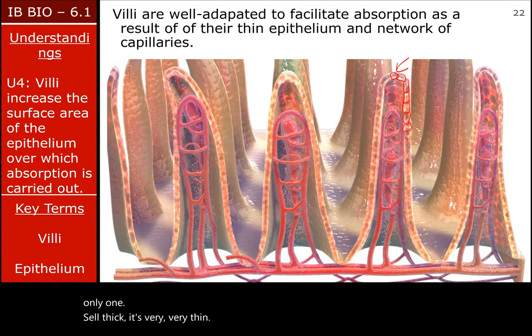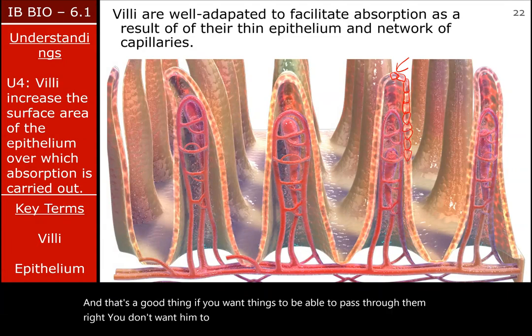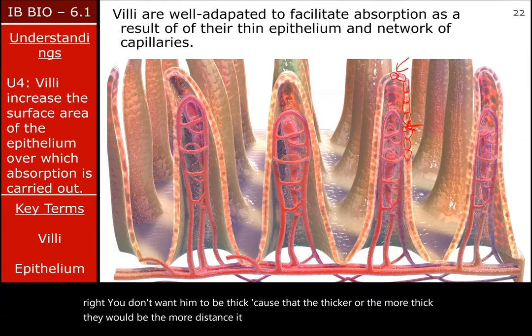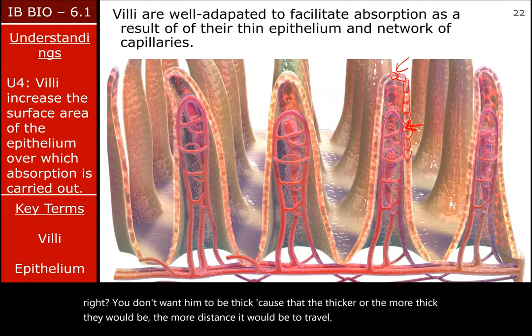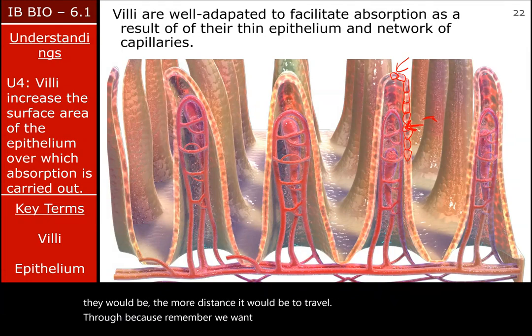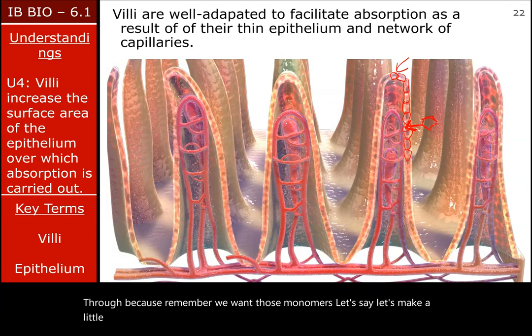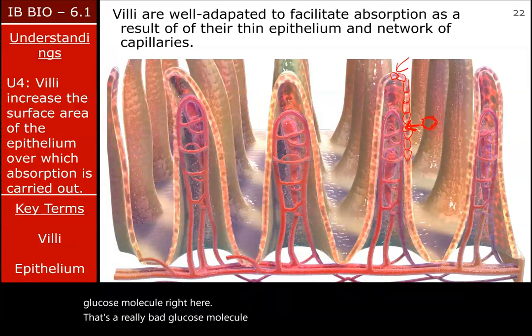And that's a good thing if you want things to be able to pass through them, right? You don't want them to be thick, because the thicker they are, the more distance there is to travel through. Because remember, we want those monomers. Let's make a little glucose molecule right here. That's a really bad glucose molecule, but whatever. It's got to absorb through that cell.